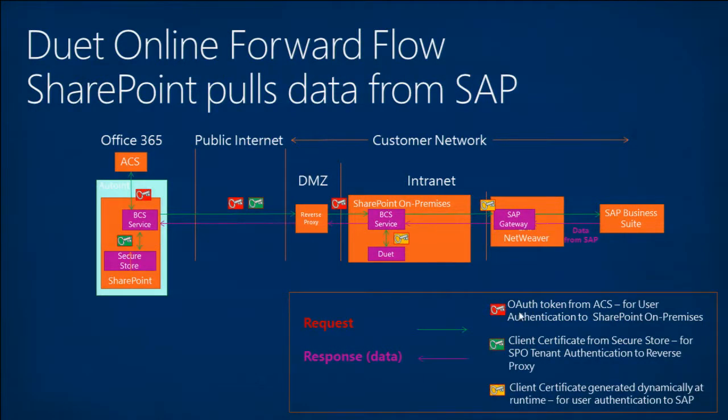So just as I said in the first case, there's a token that you need to get from ACS, so that's this red token. This gets passed to the reverse proxy, but in addition, it also uses the SSL client certificate that it pulls out of Secure Store. And it uses the SSL client certificate to authenticate to the reverse proxy. It uses the OAuth token from ACS to authenticate to SharePoint on-premises. BCS here now uses a Duet component that has a custom extension provider to talk to SAP. So if I look at the configuration, I'll show you where that custom extension provider is configured.